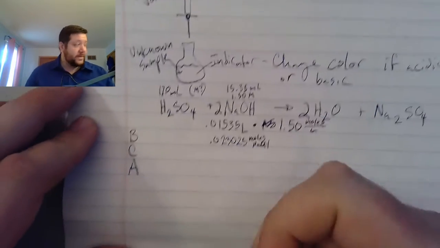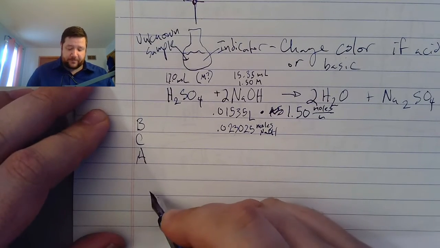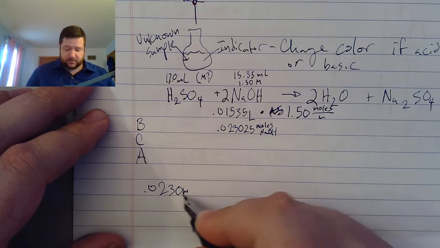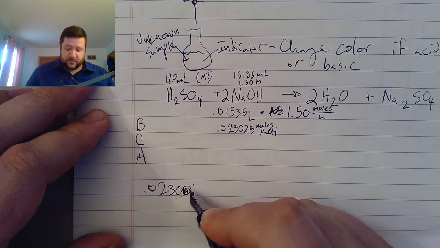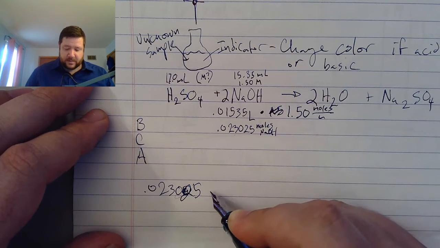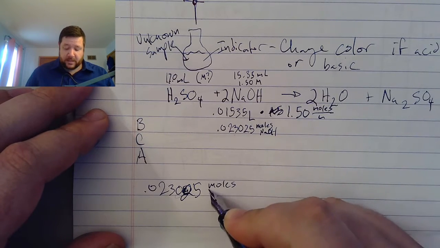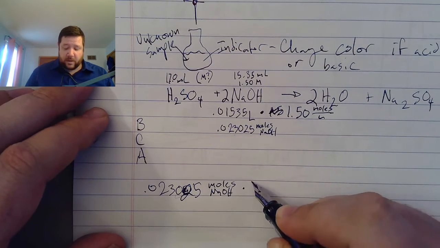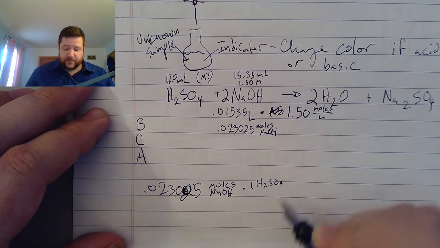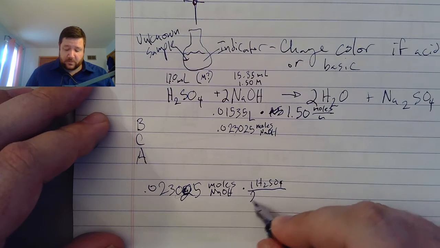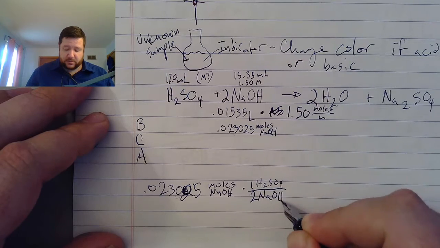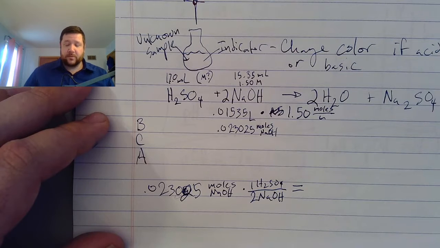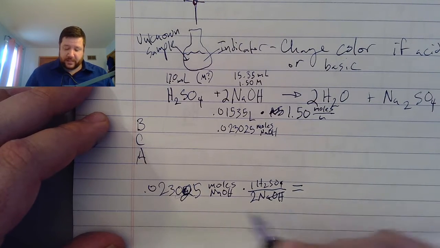We know then that that 0.023025 moles NaOH is going to react with it. There are 1 H2SO4 for every 2 NaOH. And if we do that real quick, we get our NaOHs cancel.